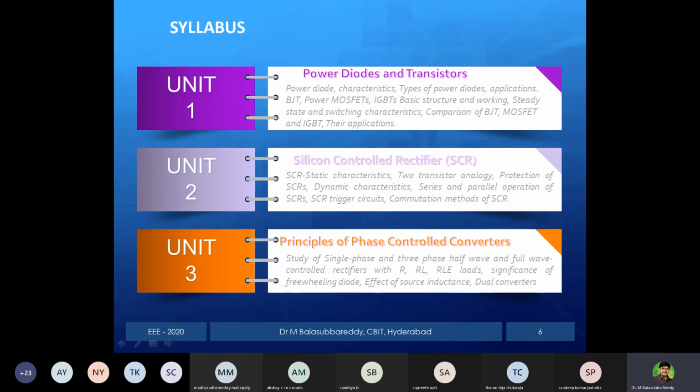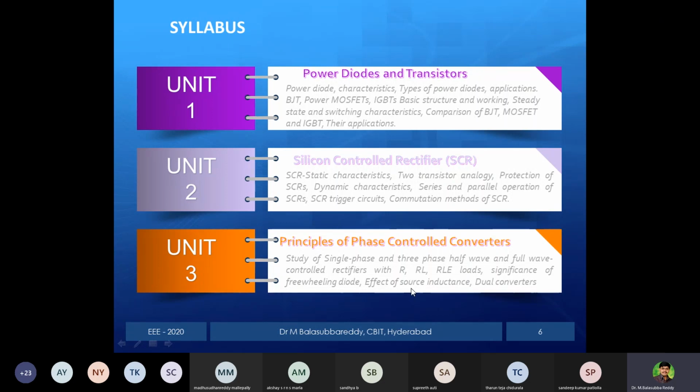And here, this is the difference between the semiconductor drive subject and this subject. In our case, each controller will connect the load. So the load is R load, RL load, or RLE load. In a power electronics case, we use only R, RL, RLE loads. Whereas in the drive subject, we directly connect a motor, whether it is a series motor or a separately excited motor or induction motor or a synchronous machine. So that is the difference between these two subjects. There is one freewheeling diode, and another concept is effect of source inductance.